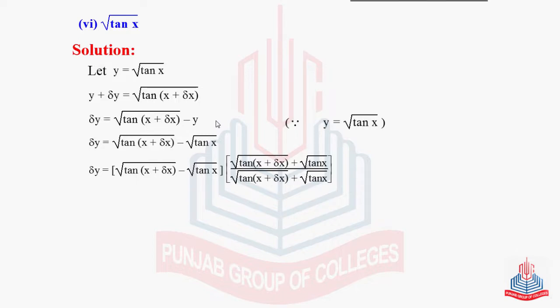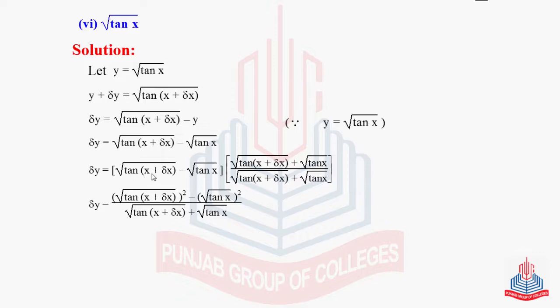So multiplying and dividing by square root tangent x plus delta x plus square root tangent x. And by using the result a minus b and a plus b, this will become a square minus b square. So here we have square root tangent x plus delta x whole square minus square root tangent x square, and the denominator will be as it is.